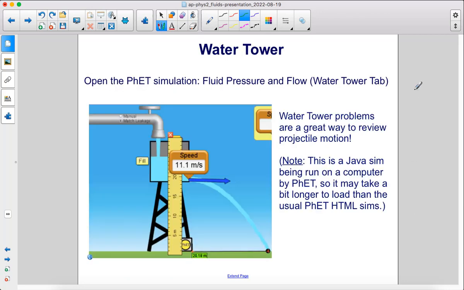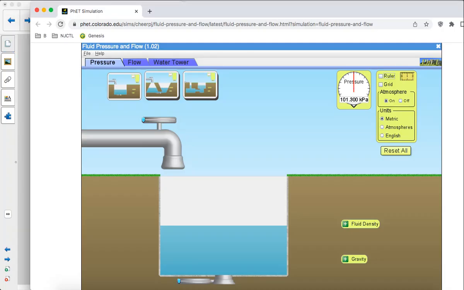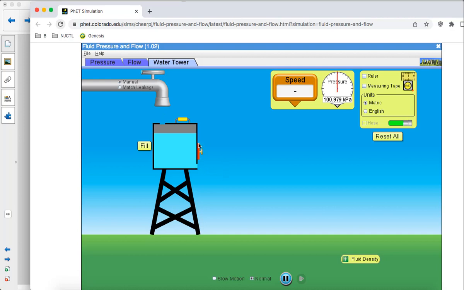Open the PhET simulation, Fluid Pressure and Flow, the Water Tower tab. Water tower problems are a great way to review projectile motion. So the third tab is the Water Tower tab. We can just open that up, and look, the water is sinking. It's all flowing out. It's projectile motion.